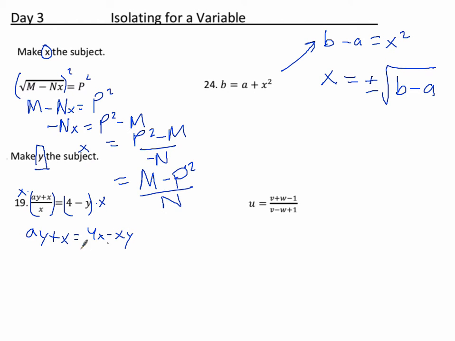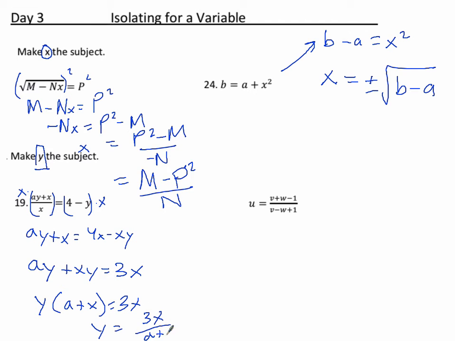And what you want to do is get your y's on one side. So I'm going to add this to the other side. And I'm going to do minus x to both sides. So I'm going to have a 3x over here. And the way we handle this is we can factor out the y. Okay, and then divide, and we get 3x over a plus x.